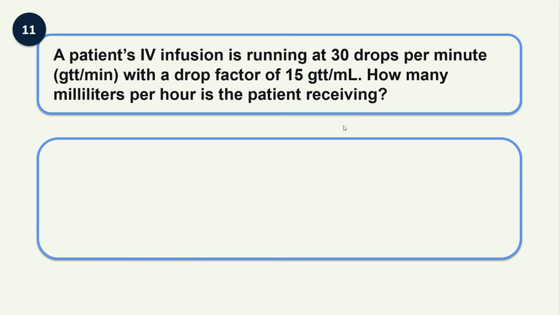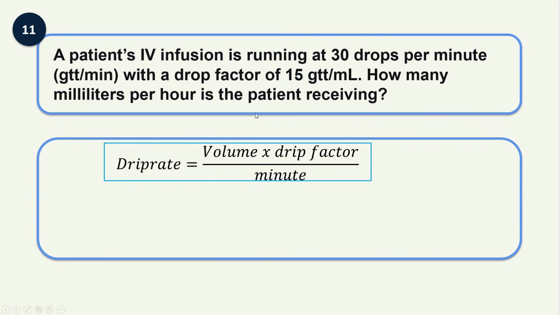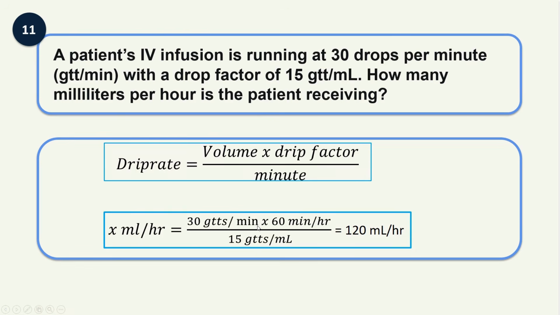Let's solve that one. So here the drip rate equals volume times drip factor per minute. In this case, drip rate was 30 drops per minute and there are 60 minutes per hour. So if you divide by the drip factor, that was 15 drops per mL, therefore it comes to be 120 milliliters per hour. That's the rate of infusion.